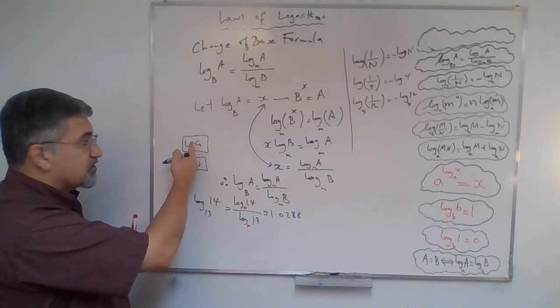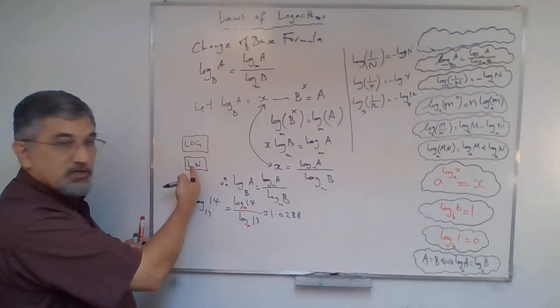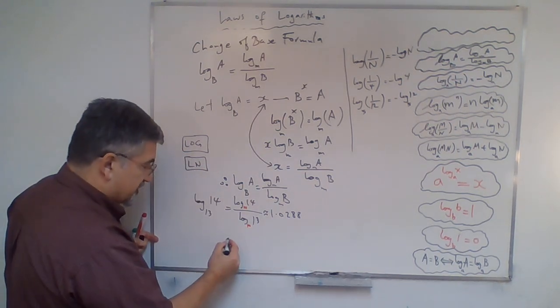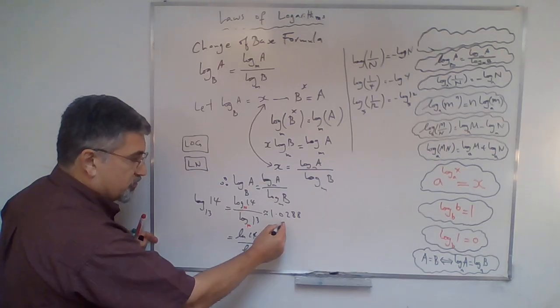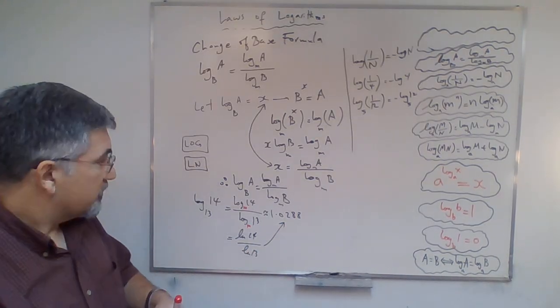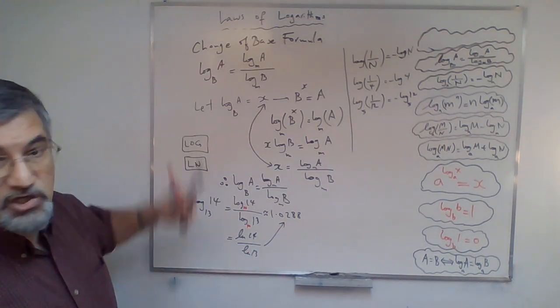Now, instead of pressing the log button, I could have done the same thing with the natural logarithm button. I could have said this is actually ln of 14 divided by ln of 13. It would give me the same answer. So this is the importance of this change of base formula.